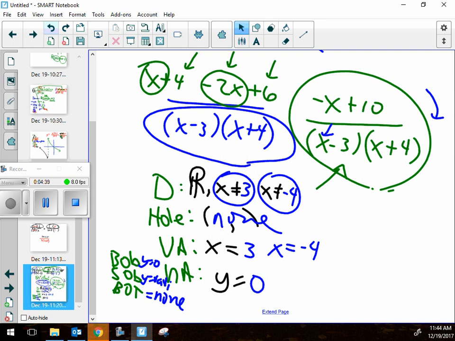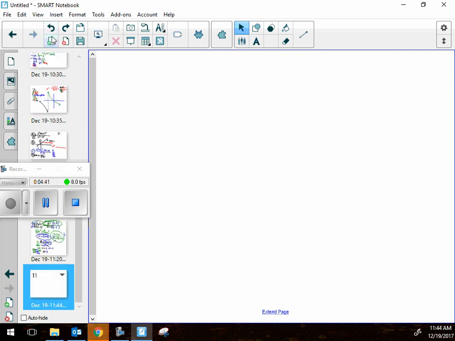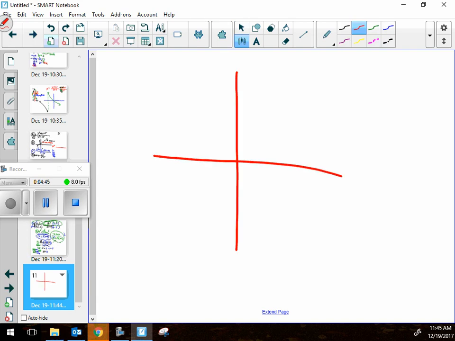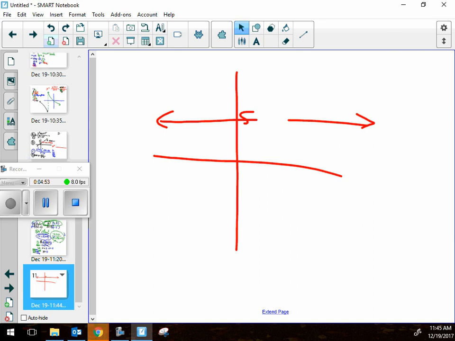That covers a lot of what you need to know, but not everything. Here's another topic that usually gets people pretty well. I've got a line here at y equals 5. But it has a hole right here at, let's say, 3. What's the rational function that would make that?